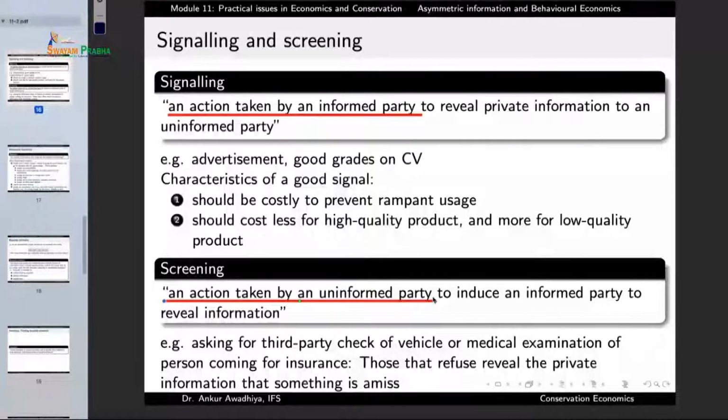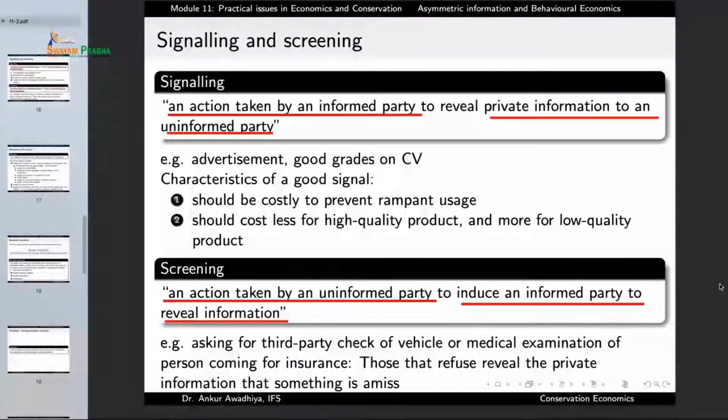And in both cases, the motive is the same: to get the private information out to the uninformed party, or to induce the informed party to reveal the information. So in both cases, the aim is to take the information out of the informed party and give it to the uninformed party so that this situation of asymmetric information gets solved.